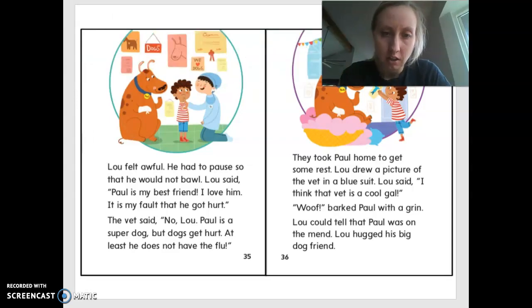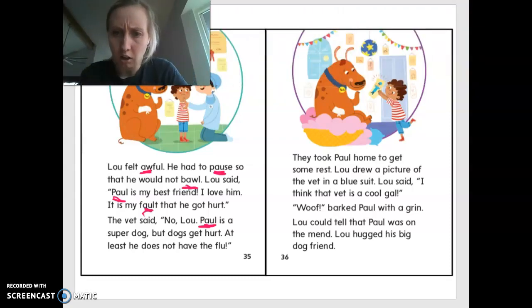Lou felt awful. He had to pause so that he would not bawl because he felt like crying. Lou said, "Paul is my best friend. I love him. It is my fault that he got hurt." The vet said, "No, Lou. Paul is a super dog, but dogs get hurt. At least he does not have the flu."